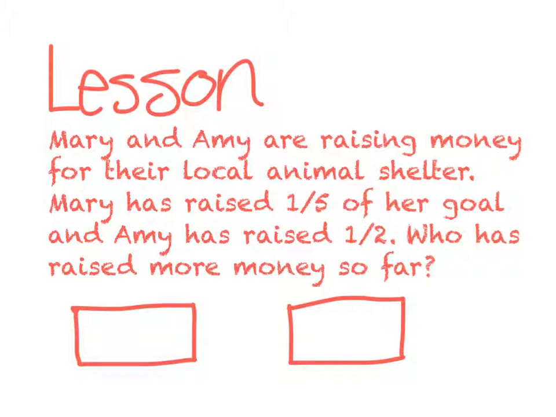So let's draw Mary's. So that is 1/5. And then Amy is 1/2. So we'll shade it in. So now, when seeing a picture, who has raised more money? We can tell by the picture that it is clearly Amy. She has done quite a bit better than Mary, so Mary has to catch up. But yeah, drawing a picture always helps you see the problem for what it is. So even though the 5 is bigger than the 2, it doesn't really matter because 1/2 is bigger than 1/5.